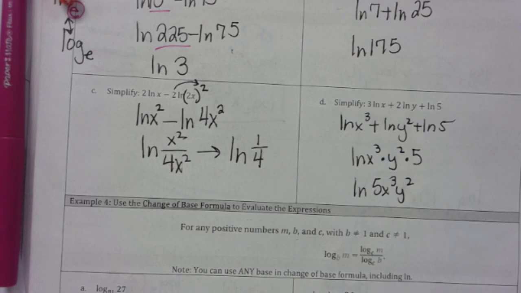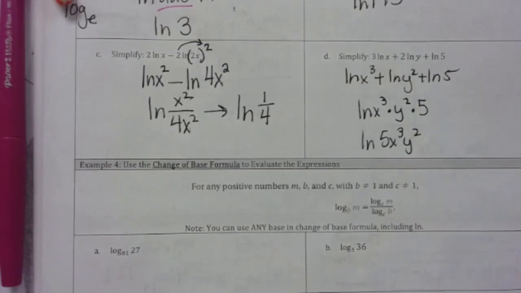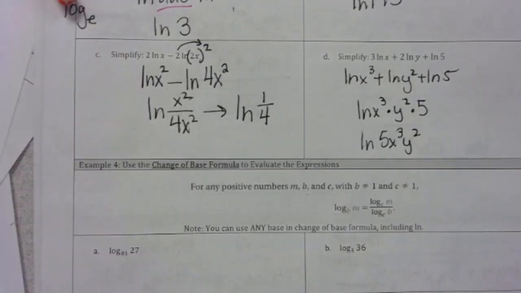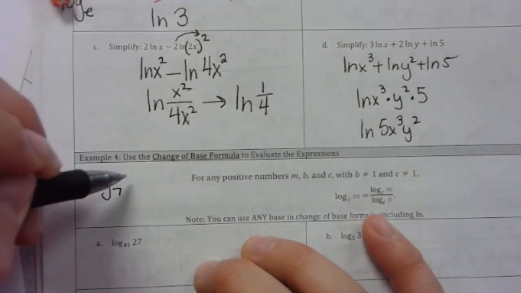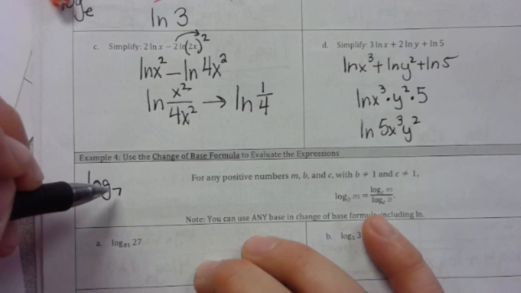Here's how we're going to do it. Okay? Let's do one that you don't need a calculator for. That way we can verify that we're doing it the right way. Log base 7. Nope. Log base 9 of 729.